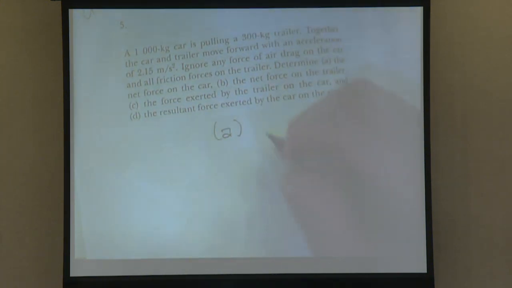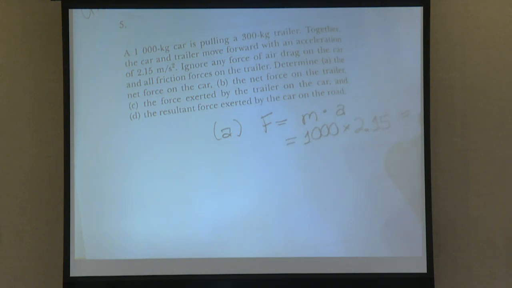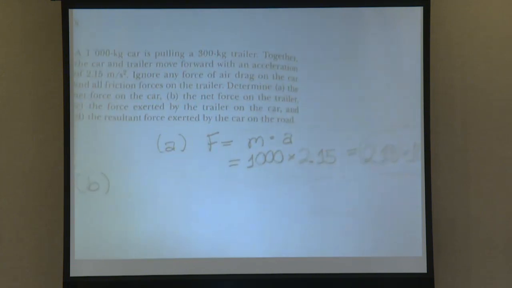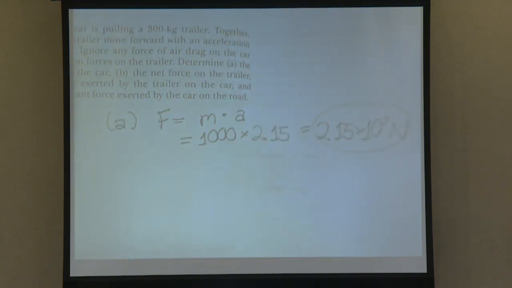what we're going to do is the force on the car is going to be equal to the mass times its acceleration. So we know that its mass is 1,000 kilograms and its acceleration is 2.15 meters per second squared, and that's going to be equal to 2.15 times 10 to the third newtons. Okay? And then for B, okay, that's part A.